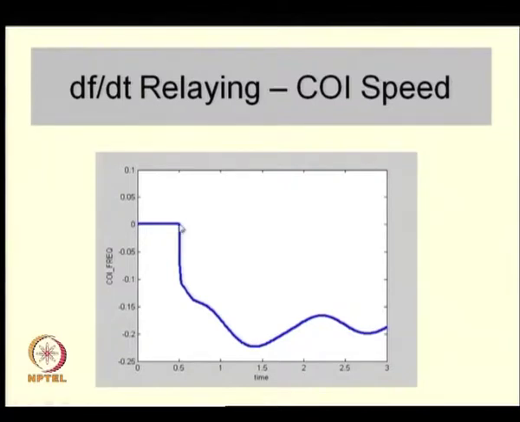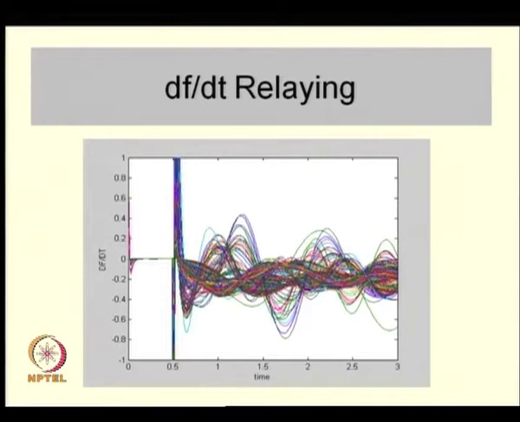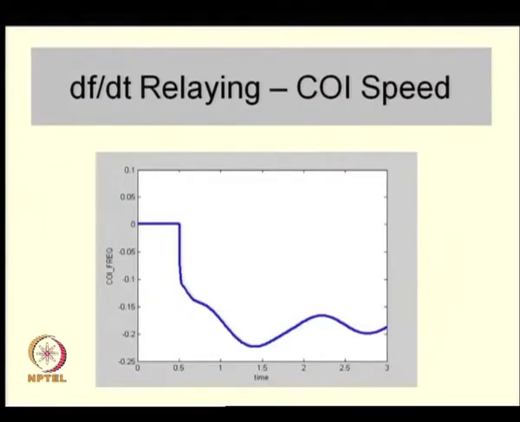A minor error here: the y axis is the rate of change of the center of inertia frequency. It is wrongly indicated in this figure as the center of inertia frequency itself. So, remember the y axis label should read rate of change of center of inertia frequency. What you are seeing in this graph is in fact the rate of change of center of inertia frequency. The oscillatory component you see here is relatively lesser than what you will see here. So, you can use the rate of change of the center of inertia speed.